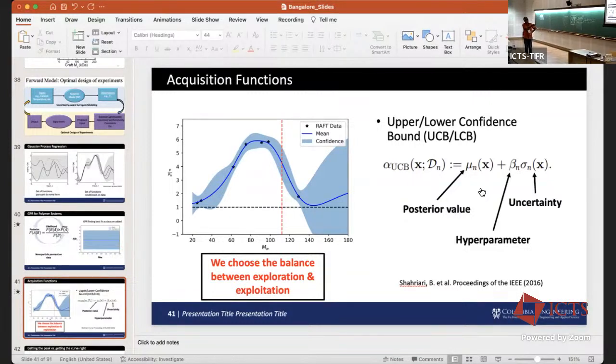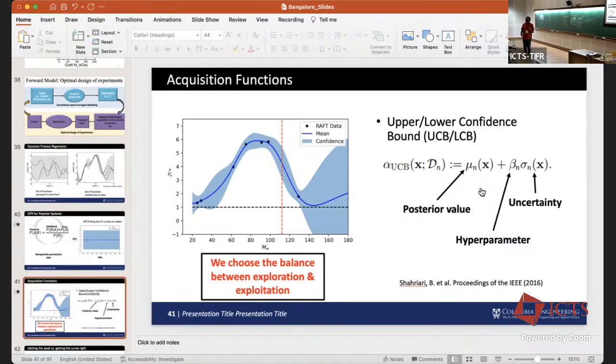If beta is infinity, then you're only going to go into sample spaces that have very large uncertainties. So in this plot, if my beta was infinity, my next sampling point would be there, because that's where I have the largest standard deviation. If I set beta to 0, then I'm going to be sampling points close to the maximum.